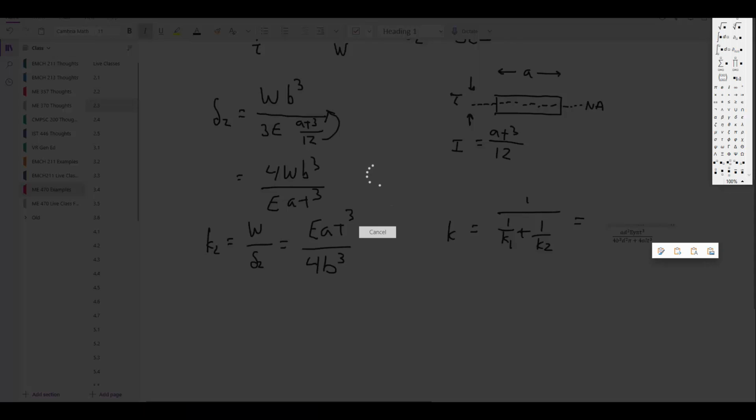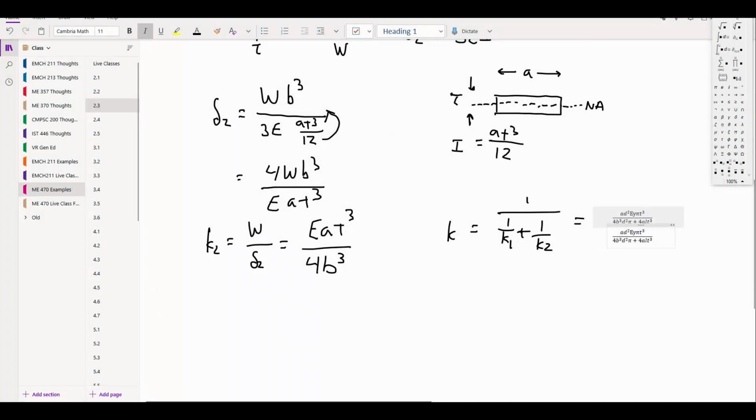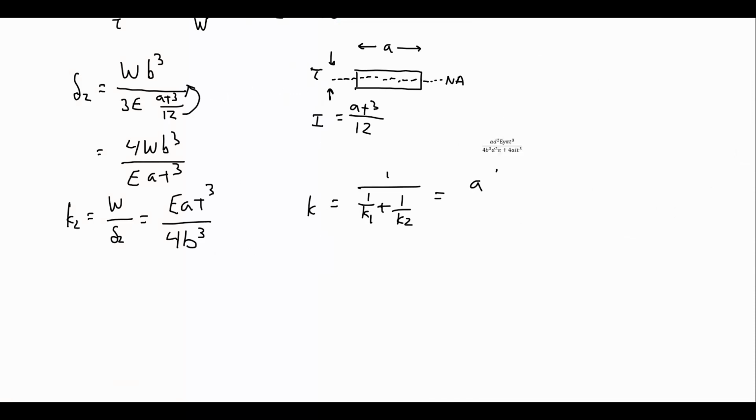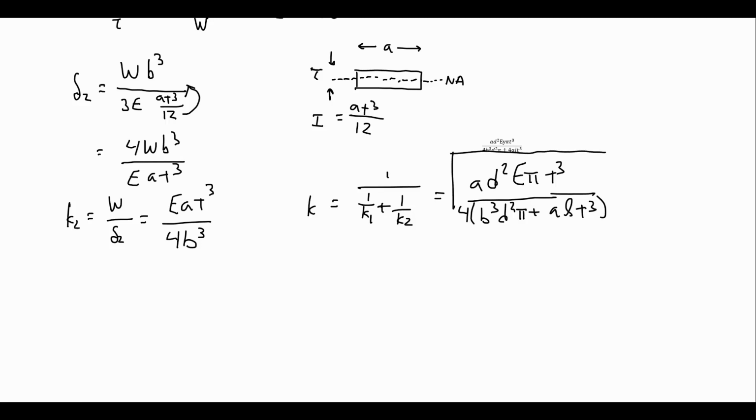I can paste that in here so we can see what that looks like, and we get this simplified expression. I'll just rewrite it by hand. We have A D squared E pi T cubed over, really I can pull out a 4 from all of this that Mathematica didn't want to do, B cubed D squared pi plus A L T cubed. That is what we get for the K equivalent for this system.